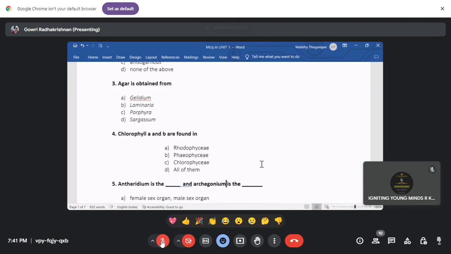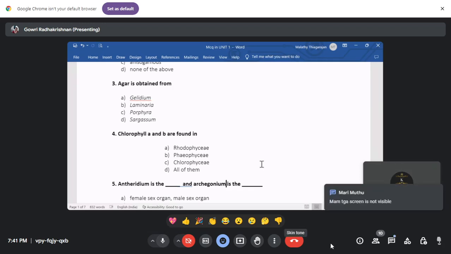Thank you, madam. Agar is obtained from seaweed, I think, but I don't know what it is. Gelidium. Oh, Gelidium. Option A.